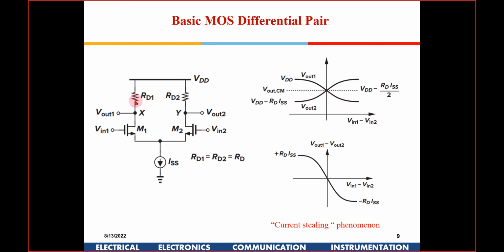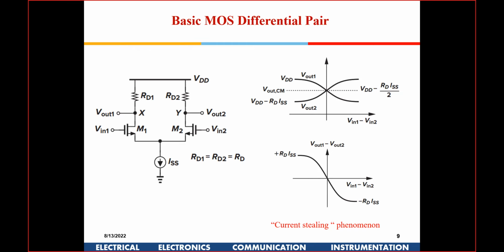Since this current is increasing, the current is decreasing here, so this voltage will increase and reach VDD. Similarly, in the negative cycle, it happens the other way around. Is it okay now with all of you? So the maximum range of voltage you will see here is from VDD minus RD ISS to VDD. This is the range of voltage.